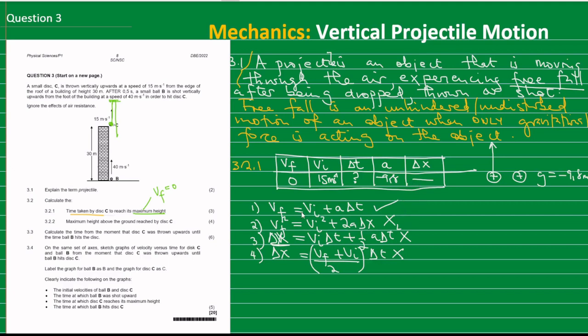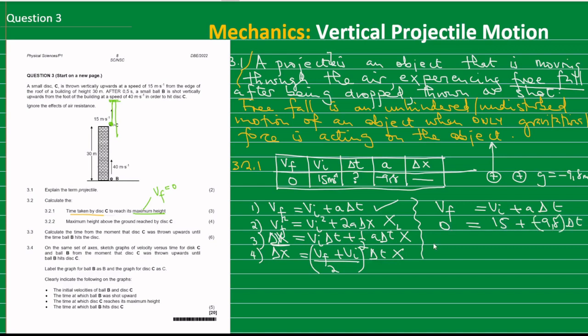Okay, so we are now going to use these equations that we have here. Therefore our final equation is going to be V final is equal to V initial plus A delta T. So our final velocity is 0, equal to initial, which we are given as 15, plus A, that is negative 9.8, by delta T.